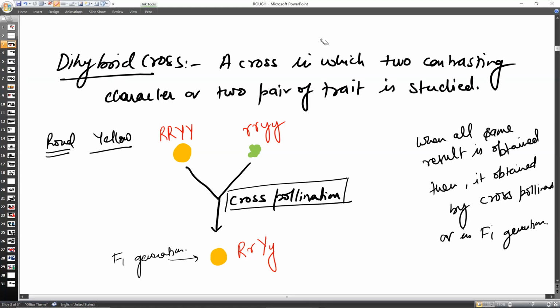Dihybrid cross. Note it, please. The cross in which two contrasting characters, or two pairs of traits, are studied simultaneously.